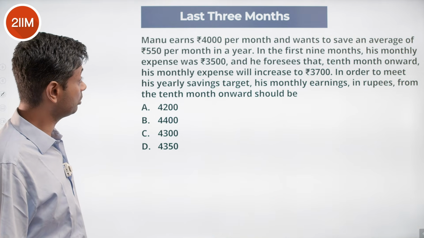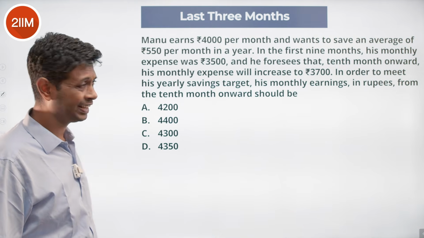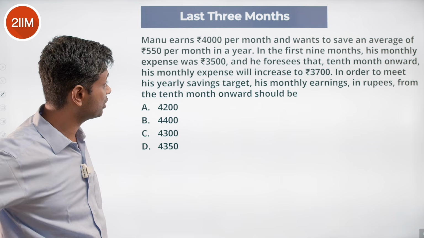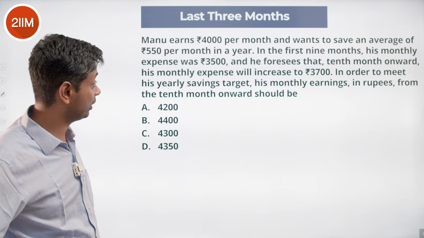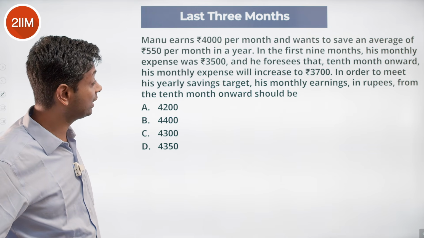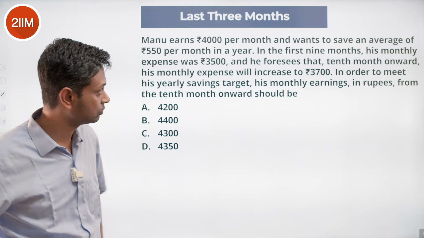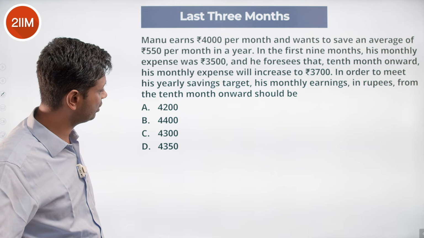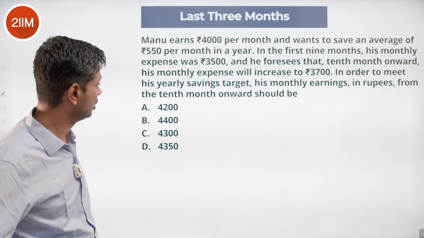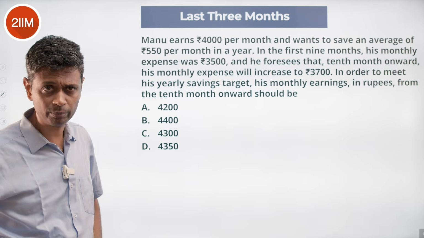Manu earns 4,000 per month and wants to save an average of 550 per month in a year. In the first 9 months, his monthly expense was 3,500. He foresees that from the 10th month onwards, his monthly expense will increase to 3,700. In order to meet his yearly savings target, his monthly earnings in rupees from the 10th month onward should be?